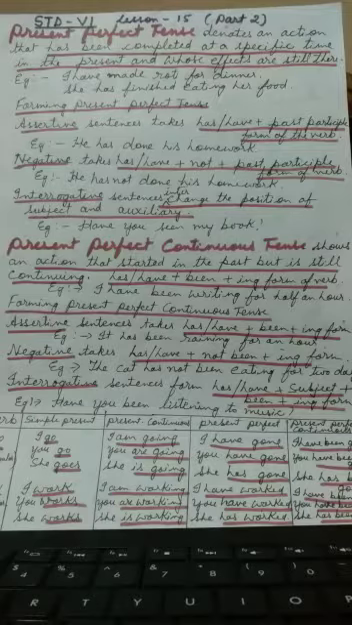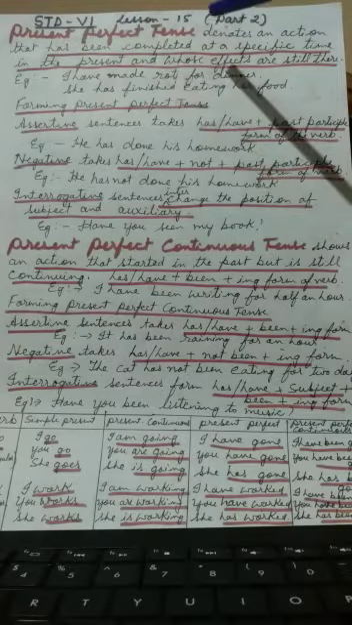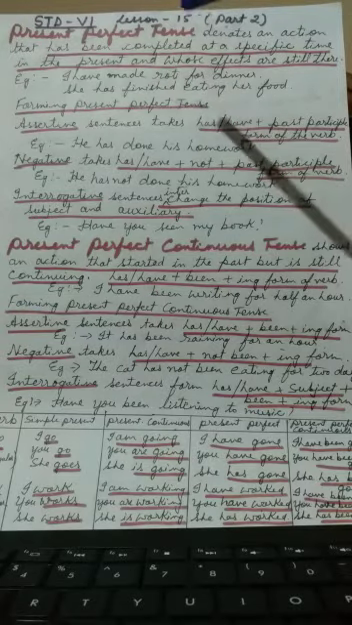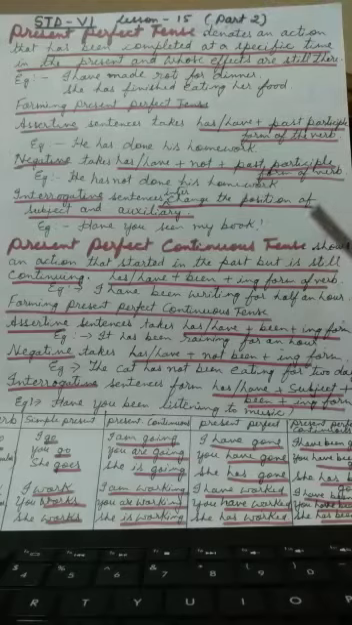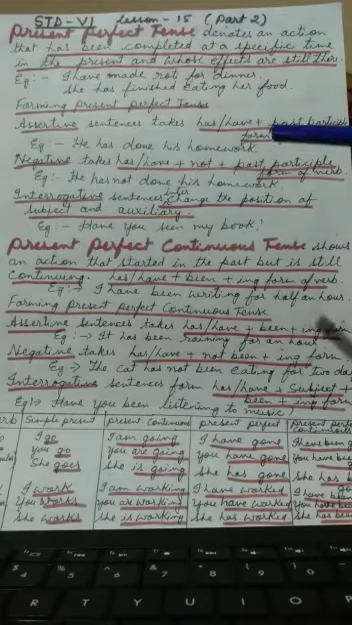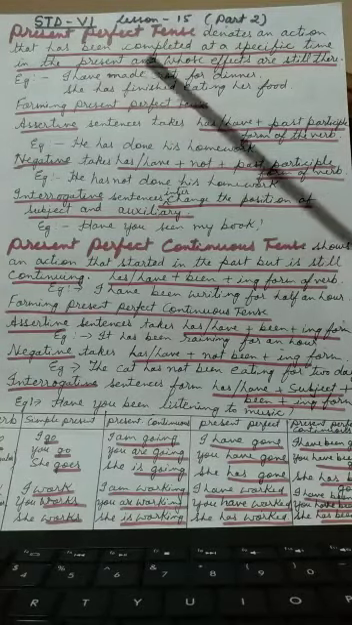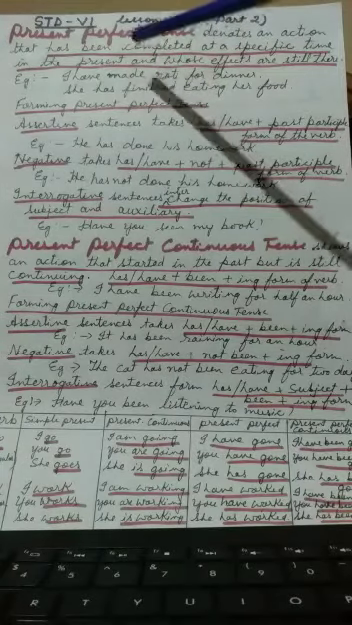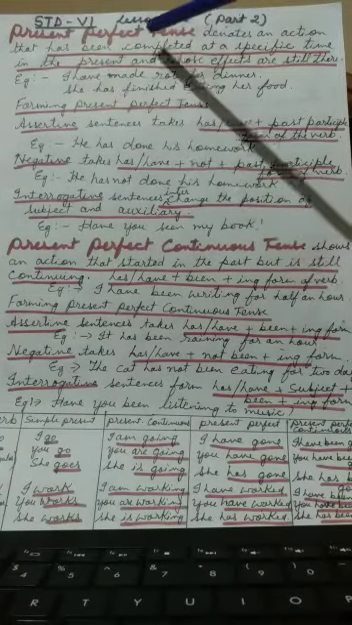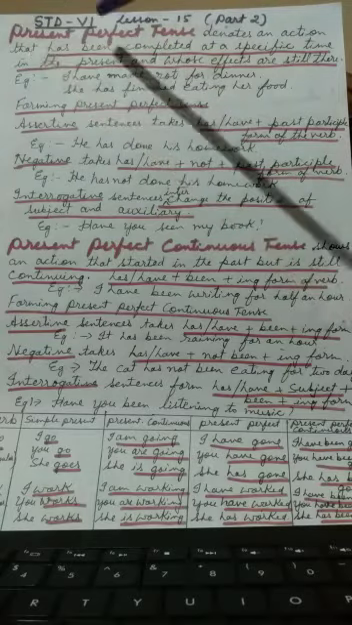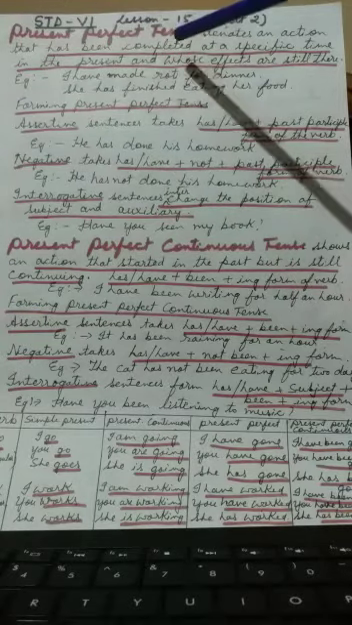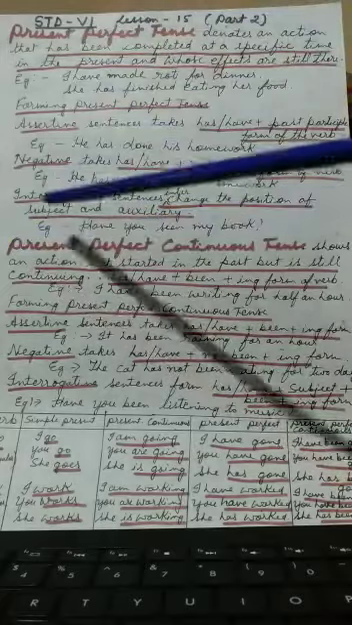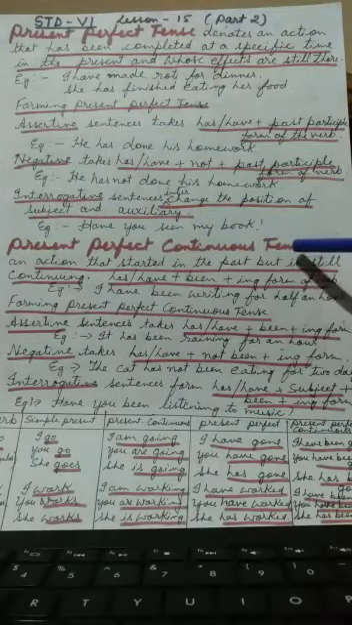In my last video I had taught you lesson 15, that is present tense, and there I taught you the first two types of present tense, that is simple present tense and present continuous tense. Now today I will continue with the same chapter the next two types of present tense, that is present perfect tense, this is the third type, and the fourth type is present perfect continuous tense.